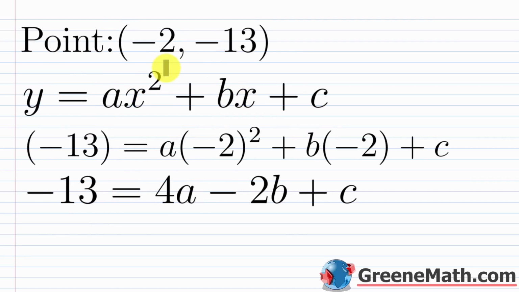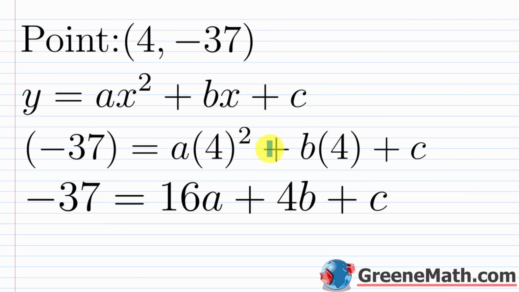For the second point we're given, we have -2 comma -13. So -2 is your x value. That's going to go right there and right there. So then that'll be right here and right here. Then we have a -13 for the y value. So that's going to be right here. And that's going to go right there. So we end up with -13 is equal to 4a minus 2b plus c.